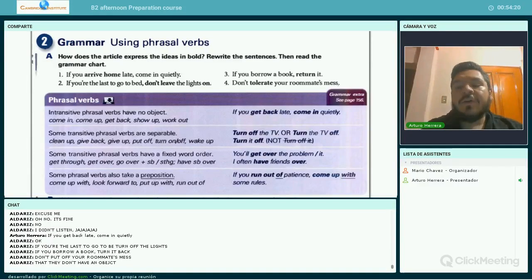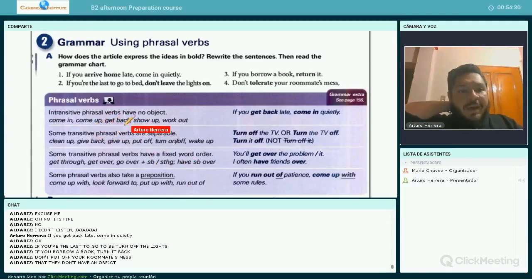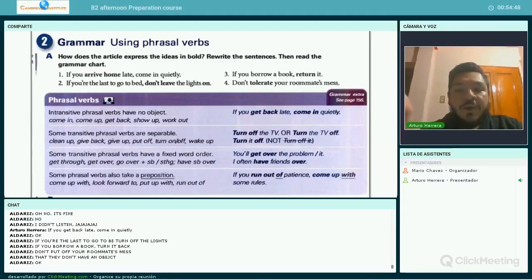They don't have an object. Very good. So the subject is the person that does the action and is the person that receives the action. Like come back, show up, work out, walk down. You don't need an object because the subject is the one that is doing the action. The transitive, on the other hand, we need an object because the subject performs the action, but the object receives it. That's the idea.